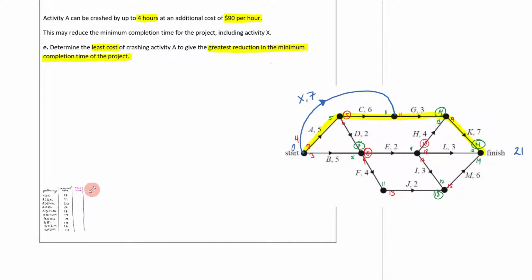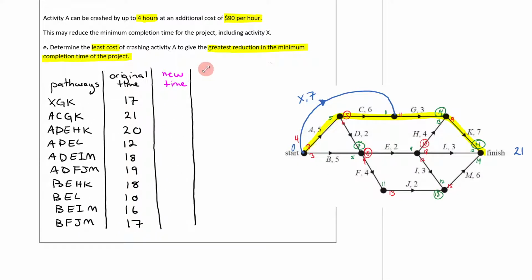And what you're going to copy out into your notes here is this right here. So let me explain what this is before you start writing it down. What I've written here is all the pathways from the start to the end. So let's consider the first one for a moment. X, G, K. So that would mean I go X, then G, then K. So as you can see, it would be 7 plus 3 is 10. 10 plus 7 is 17. And that's why we've got 17 here.